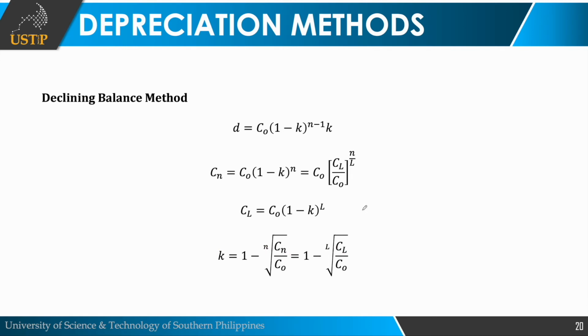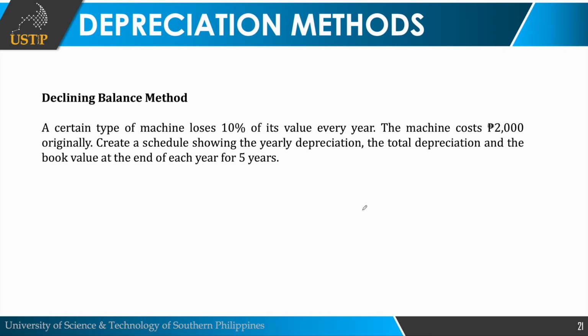Let's go to a certain problem. So we have here, what do we have here? A certain type of machine loses 10% of its value every year. So, kani pa lang kabalo na ta, pwede ta magamit ang declining balance because the loss or the depreciation is a fixed percentage. And that is the 10% of its value every year. Okay? So, that's our clue.